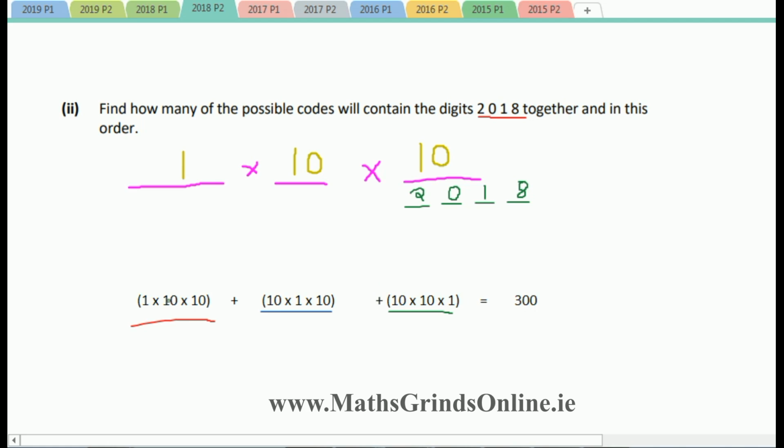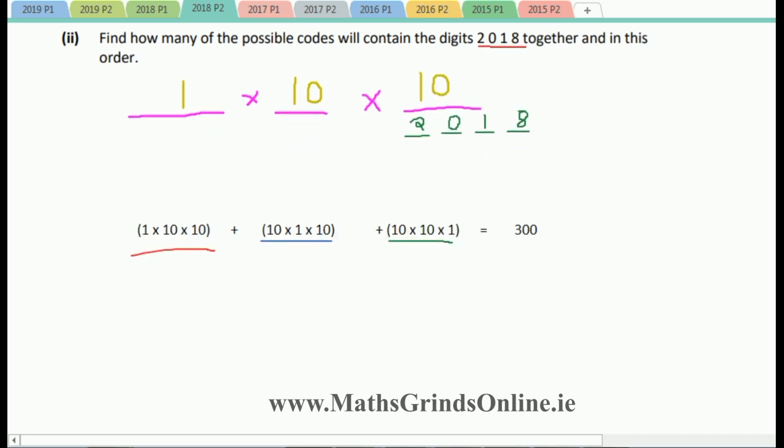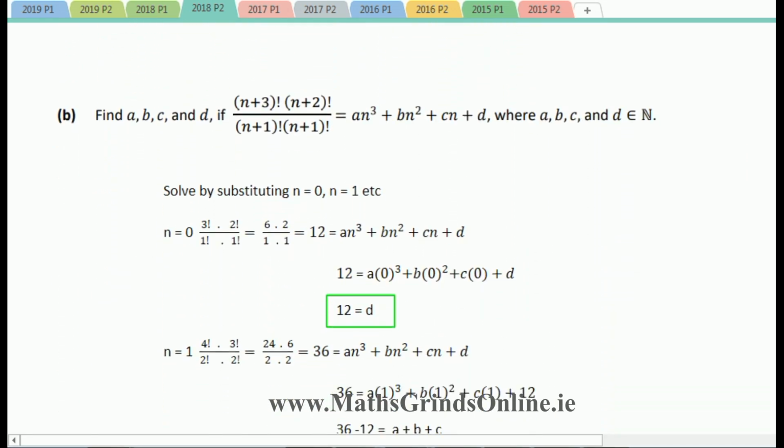Alright, so going through this, 10 times 10, that's 100. Or else, we could have this one, 10 times 10, that's another 100. Or else, there's another 10 times 10, that's another 100. So 100 plus 100 plus 100 is 300. That's part 2 of the question. Moving on to part B.